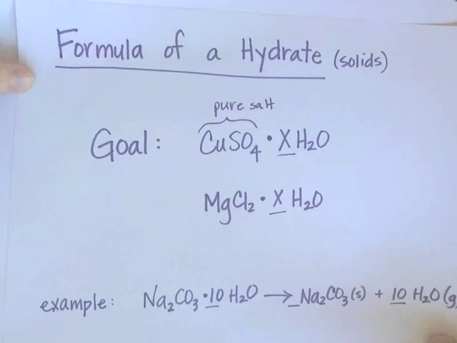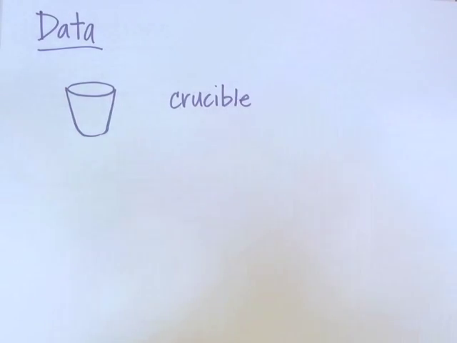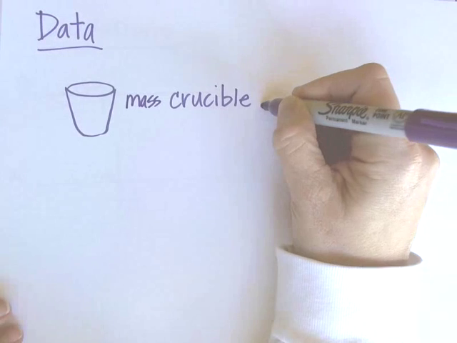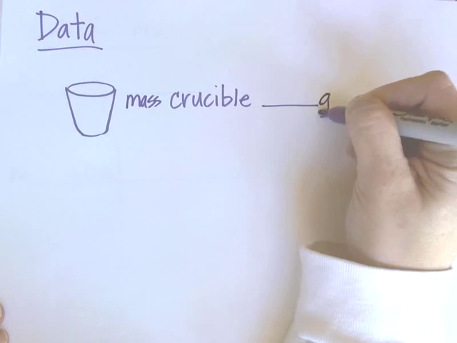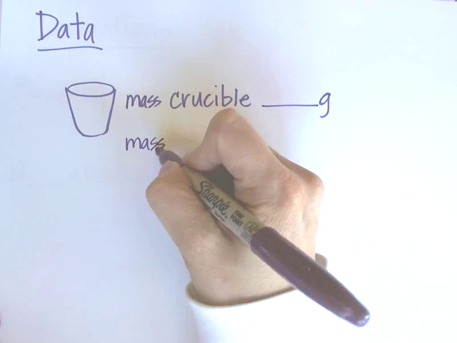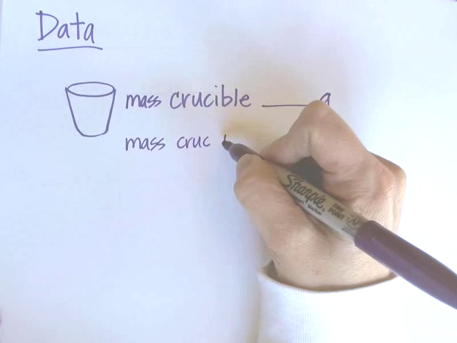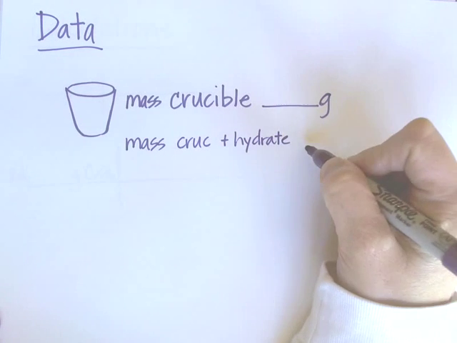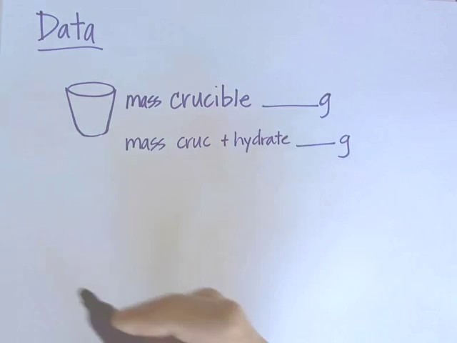So the type of data that you're going to collect, it's going to be done in a little porcelain cup called a crucible. So of course we need to know the mass of the crucible without anything in it. And then we're going to add the hydrate. So that'll of course be the mass of the crucible with the original compound called the hydrate. So water is present at this point. And then we're going to heat it.